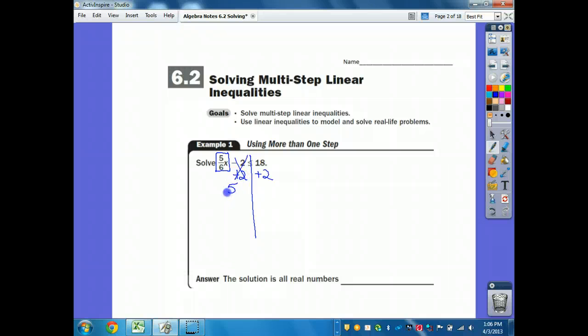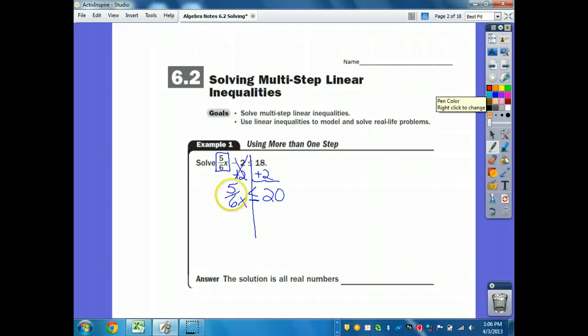That leaves me with 5/6 x. Do I have to flip the sign or does it stay the same? It stays the same. And now I have what? 18 plus 2 is 20. Now to solve that, I have to do what? You have to divide fractions, but you can't do that, so you'd have to multiply it with the reciprocal.